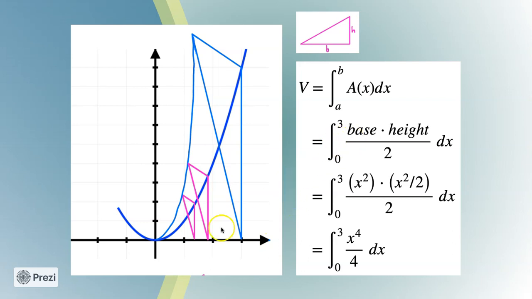So, what is the base? Well, it's very similar to what we had in the beginning. The base is actually the value of the function, it's x squared. And in the question it is expressed that the height is half of the base, so the height would be x squared over 2. Once we put all this together, we get an integral from 0 to 3 of x to the power 4 over 4 dx.